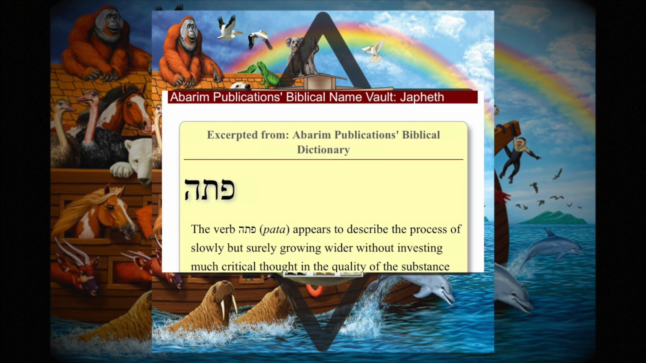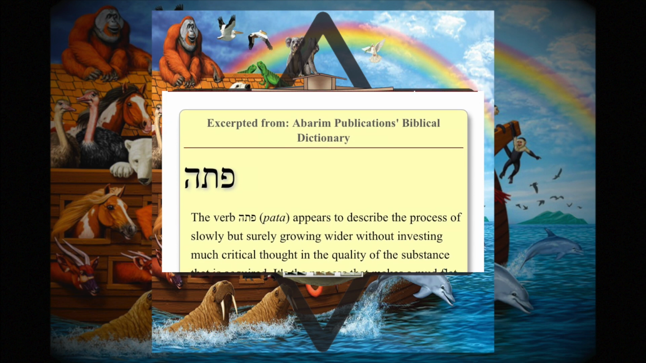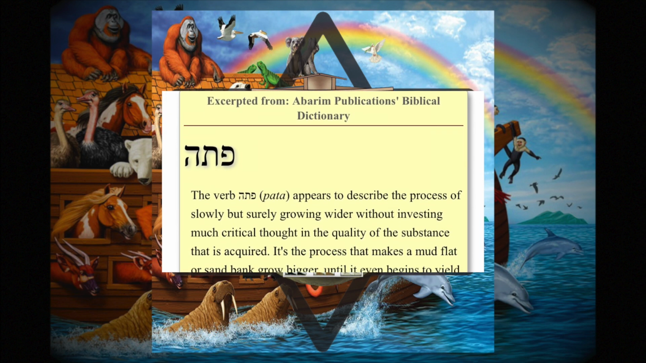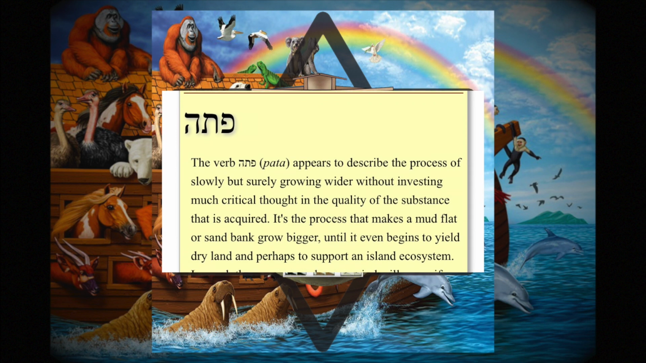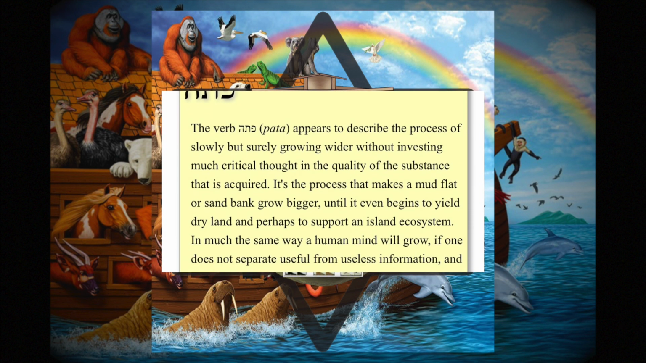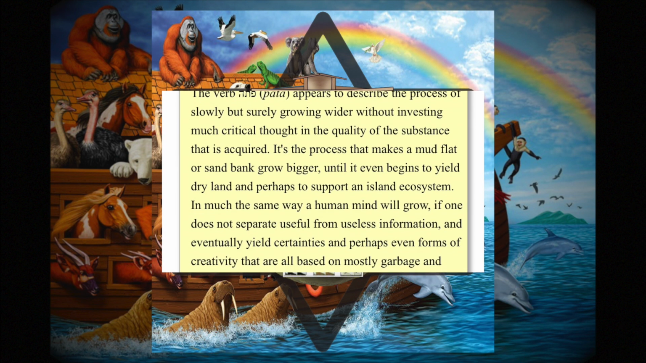Etymology of the name Japheth: the verb pata appears to describe the process of slowly but surely growing wider without investing much critical thought in the quality of the substance that is acquired. It's the process that makes a mud flat or sandbank grow bigger, until it even begins to yield dry land and perhaps to support an island ecosystem.